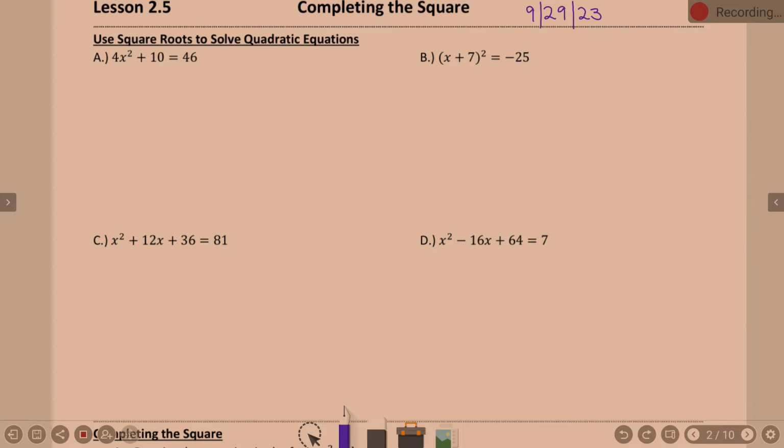As we look at the first one, 4x squared plus 10 equals 46. Thoughts on a way to solve that? Okay. If we subtract the 10, now what do we end up with? 4x squared equals 36. Now what?